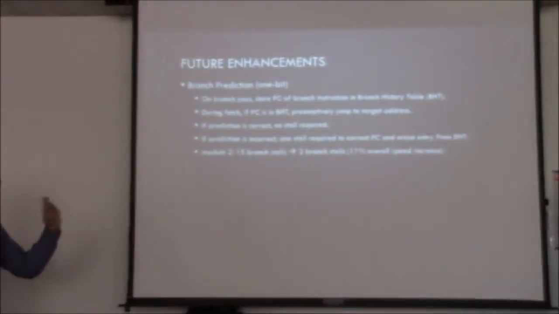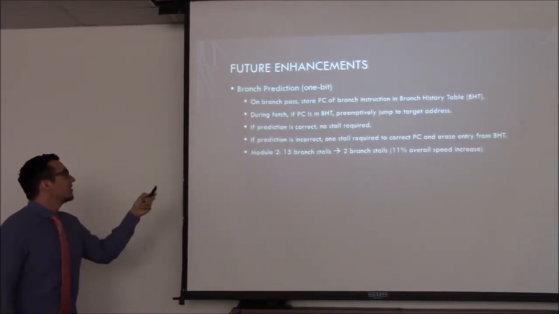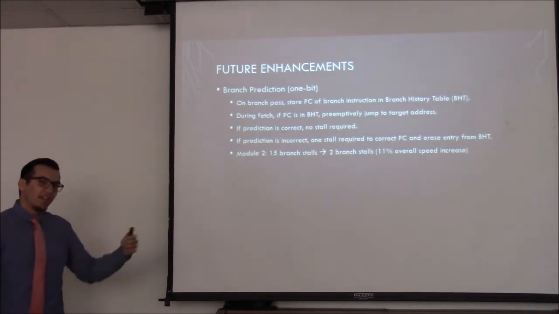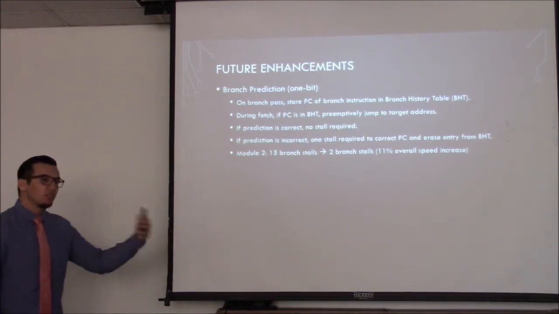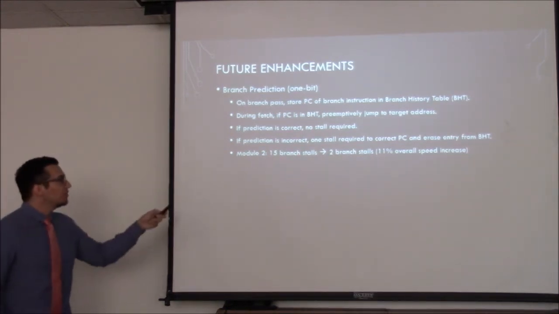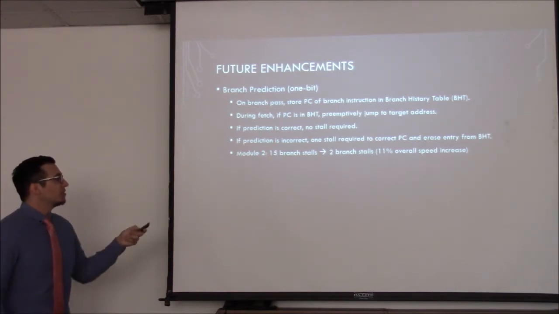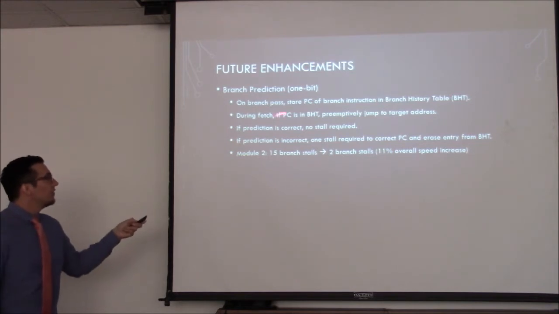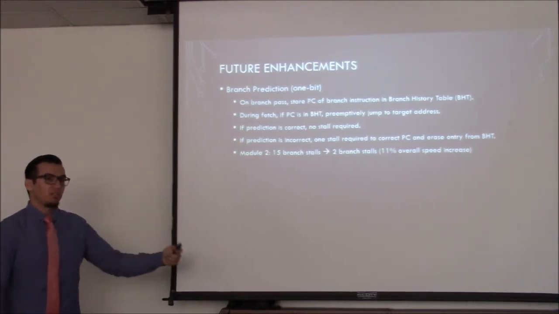Future enhancements we'd like to make for our processor. The first one, almost made it, didn't quite make the cut, ran out a little bit of time. It was branch prediction, 1-bit branch prediction. The basic idea behind branch prediction is that on a branch pass, you store the program counter value for that branch instruction in a branch history table. While you're fetching, if the program counter is in that table, you preemptively jump to the target address.